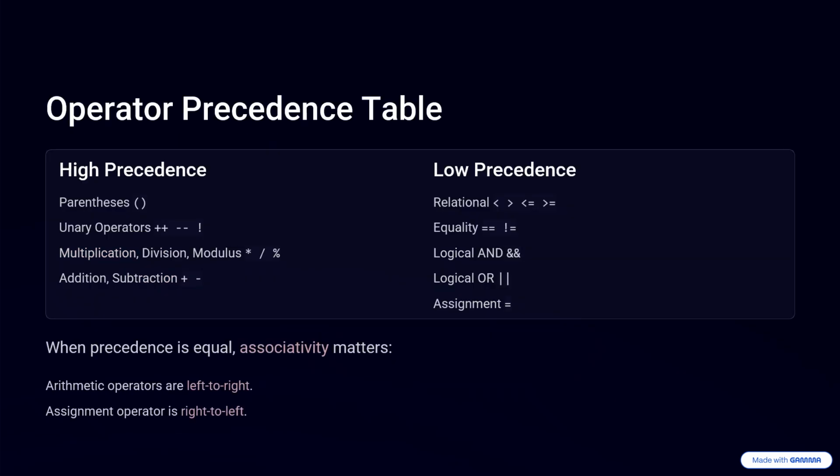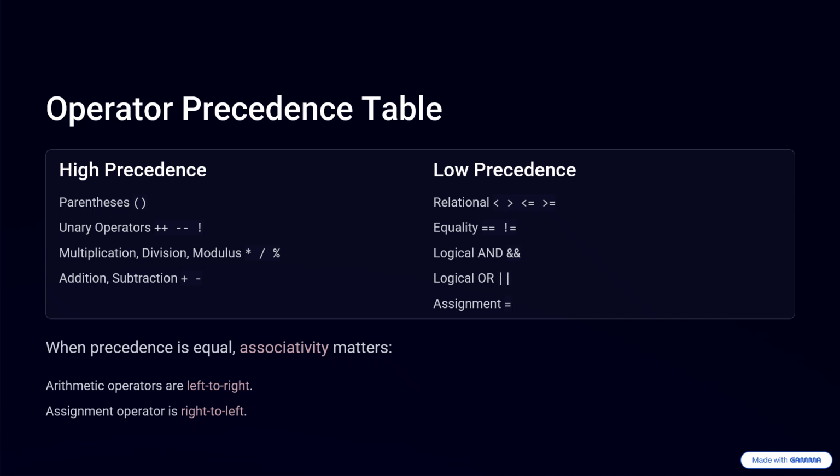Here is a simplified precedence table. At the top, parentheses have the highest precedence. Then next come unary operators like increment and decrement, and not. Next, multiplication, division, modulus, followed by addition and subtraction. Lower down, we have relational operators, equality operators, logical and, logical or, and finally the assignment operator, which has the lowest precedence.